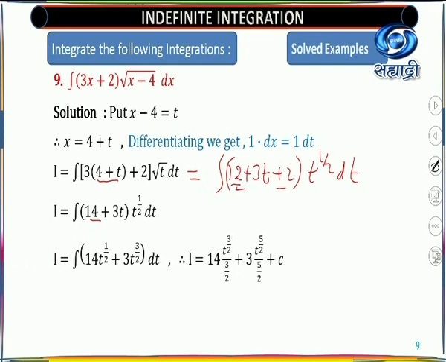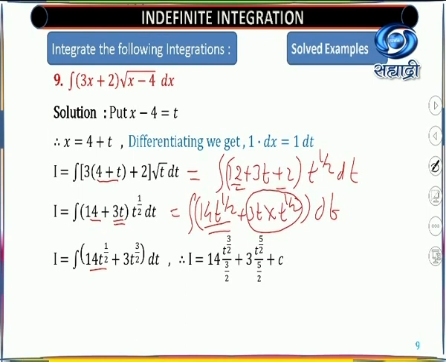You will get immediately 14 into t raised to half. This is the first term. Now here if you multiply, you will get 14 into t raised to half plus 3t into t raised to half, into dt. Now here 14 t raised to half is as it is, but there you use the indices power. What is the indices? t raised to 1 into t raised to half. That means you need to add 1 plus half, so 1 plus half is 3 by 2. So here you have 3 t raised to 3 by 2 dt.